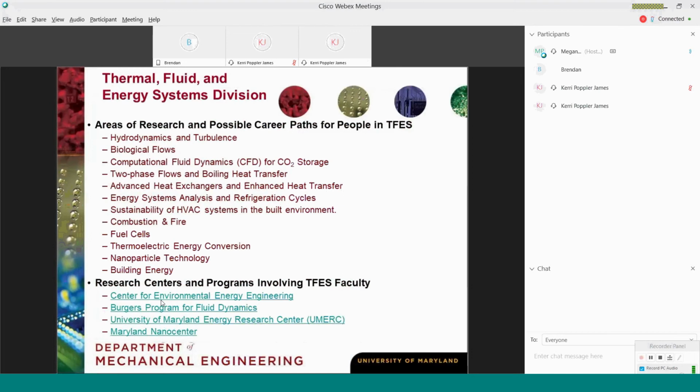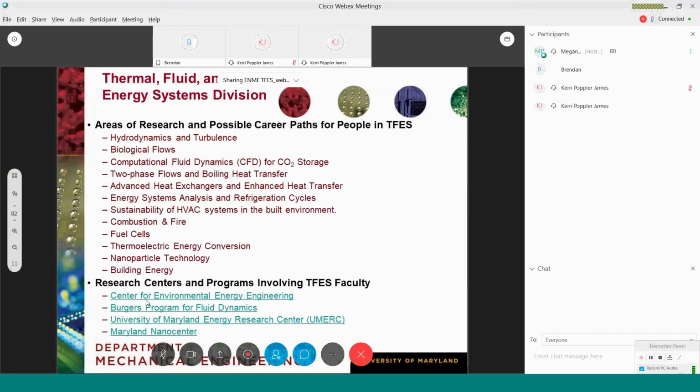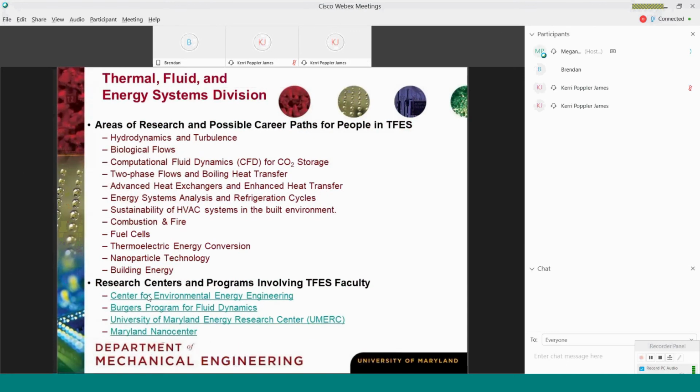There are four centers and programs involved in this area. First of all, there's the Center for Environmental Energy Engineering, and then the Burgers Program for Fluid Dynamics. I'm the chairman of that now, or almost the chairman of that now. And the University of Maryland Energy Research Center, UMERC, and the Maryland Nano Center. We have faculty either heading or involved in all of those areas.